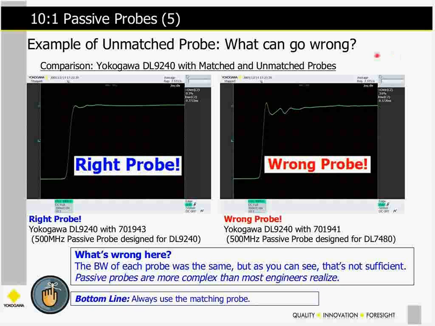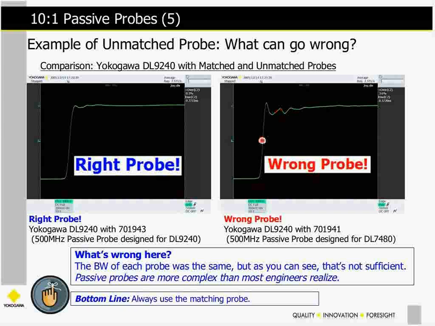And so I've intentionally set up an experiment here. On the right, I used the wrong probe with one of the Yokogawa scopes, and I gave it a square wave. And what it did was, the square wave has a lot of high frequency energy in the rising edge of it, and it excites all of those LC components, and you can see here that it rings.